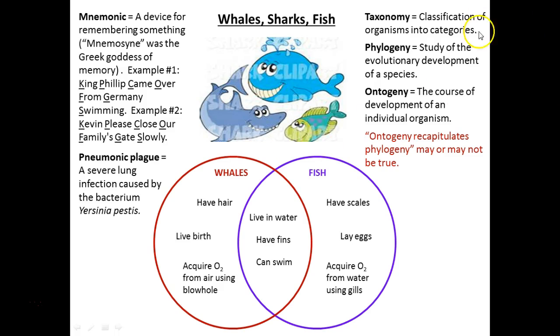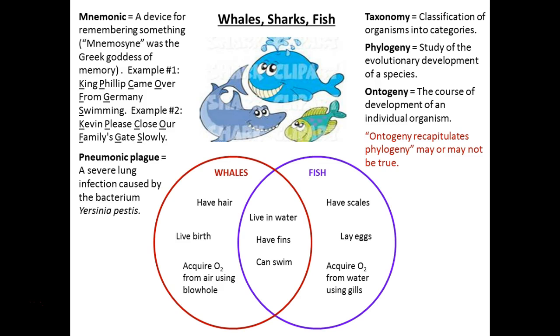So phylogeny is a little bit different. That's studying the evolutionary process. Right? Where did these traits come from? Ontogeny, the course of development within a particular individual organism. And so sometimes ontogeny and phylogeny may be similar to each other, replicate each other, or they don't. Right? So sometimes how an organism develops gives us some insight into its phylogeny.